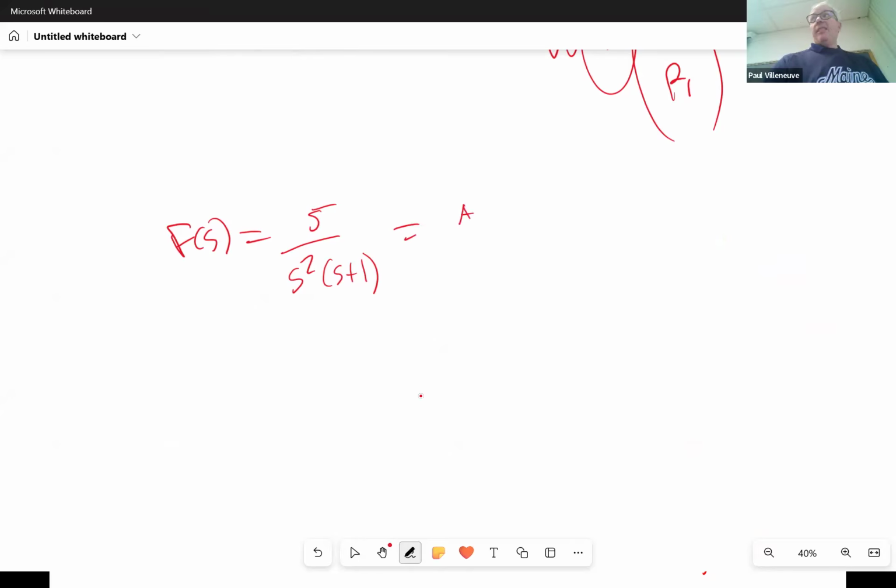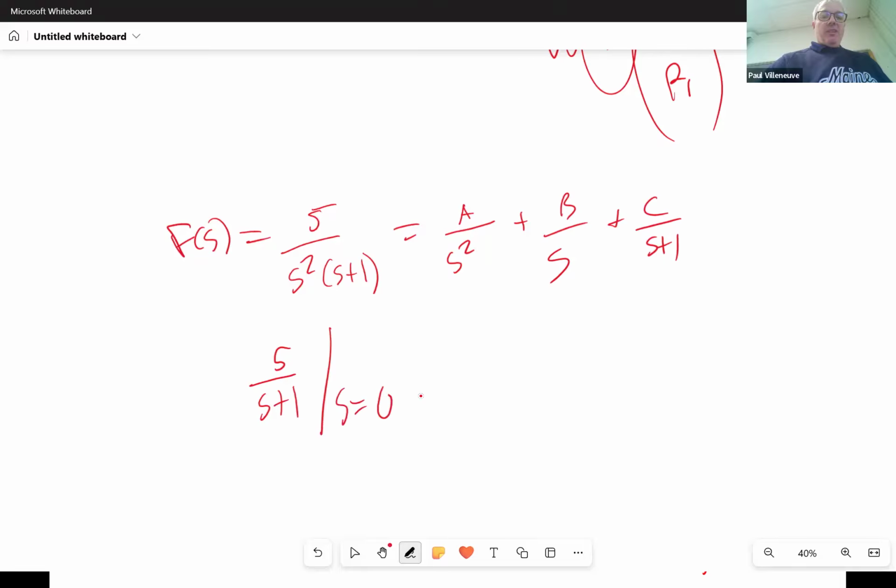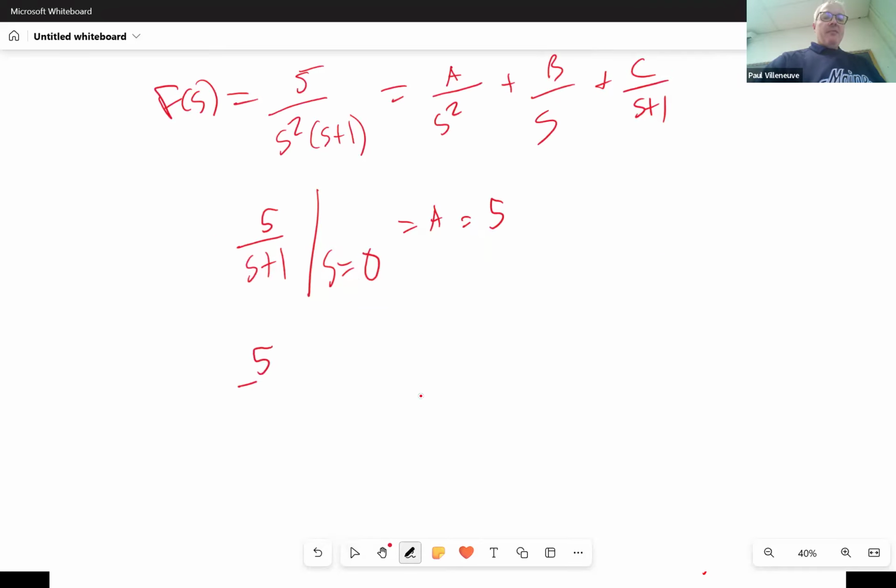So we want to take that to the time domain, which means we need to do partial fraction expansion. So we just do all our terms, A over s squared plus B over s, because we've got to take it all the way down, plus C over s plus 1. A is easy. You multiply both sides by whatever is under the A coefficient. So 5 over s plus 1, evaluated at s equals 0, is equal to A. That's equal to 5. To do B, I'm going to do the same thing. Multiply both sides by whatever is under the A term, the highest order coefficient.